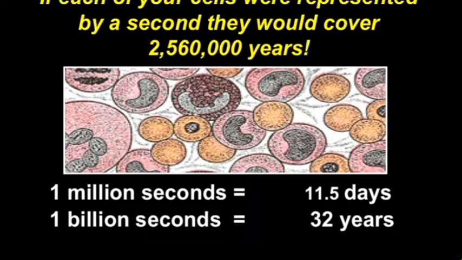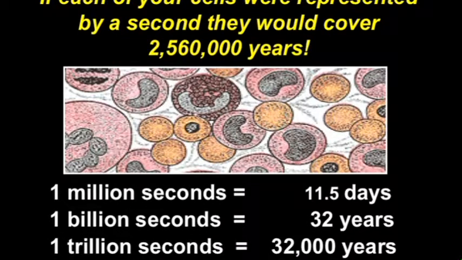And what's the difference between a billion and a trillion? Well, if a billion seconds ago was 32 years ago, a trillion seconds ago would have been 32,000 years of time if that much time had existed. So if each of your cells were represented by a second, that would cover 2,560,000 years of time. You are very complex. God made you that way in His own image.